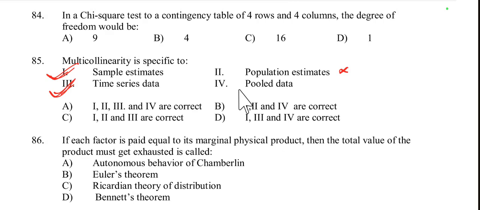Pooled data is also specific because it combines cross-sectional and time series data, which can lead to multicollinearity if variables are correlated across observations or over time. So we can conclude multicollinearity is specific to sample estimates, time series data and pooled data. So statements 1, 3 and 4, option D.